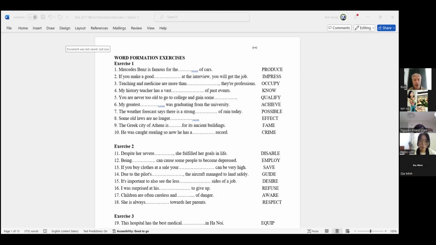Okay, can you please read your answers, Jiaming? The first one is disability. The second is employment. Third, saving. Four is guidance. Five is cerebral. Six is refusal. Seven is awareness, and 8 is respectful. Okay, you have 5 out of 8. Thank you. 5, Jiaming.